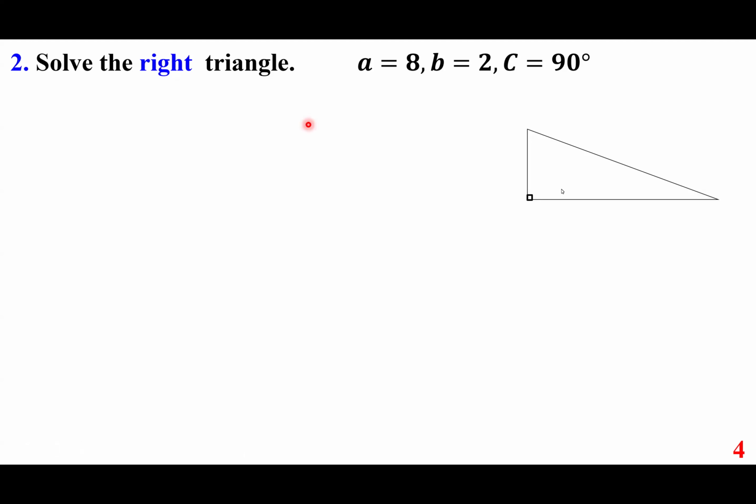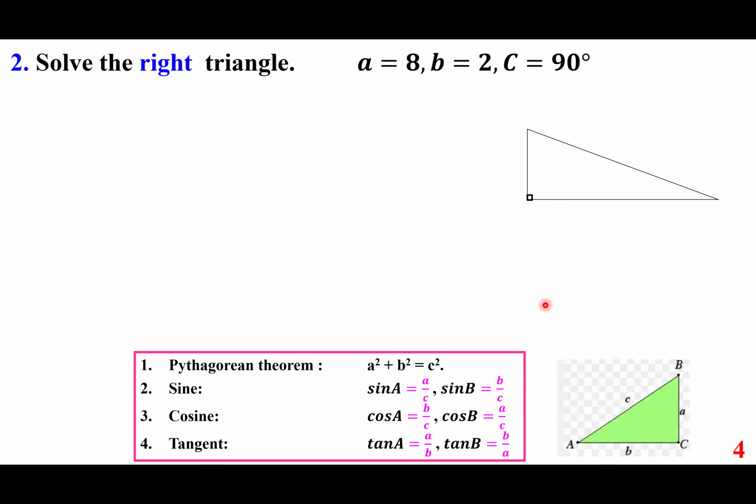We want to solve the right triangle, which means all angles add up to 180, two angles add up to 90, and the following. So what do we know? A squared plus B squared equals C squared, Pythagorean theorem. Sine of one side is the opposite over the hypotenuse. Cosine is the adjacent over that, and tan is the opposite over the adjacent.